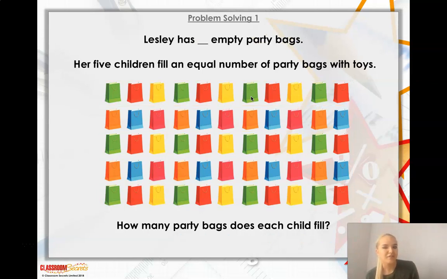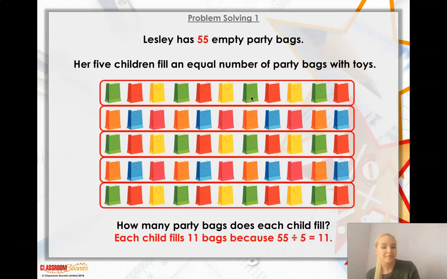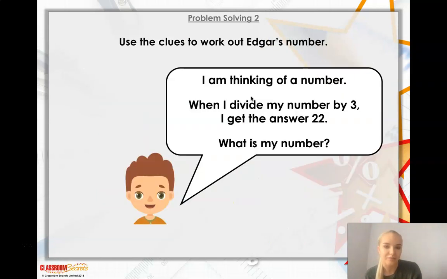Now, because she has 5 children that fill an equal number of party bags with toys, we know our division is 55 divided by 5. Can you have a think? What is 55 divided by 5? Pause the video. So 55 divided by 5 is 11. So she must fill 11 bags because 55 divided by 5 is 11.